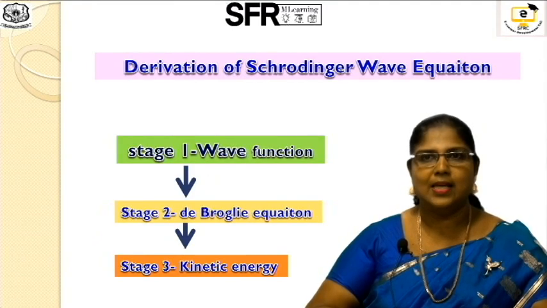And now we will see how to derive this Schrodinger wave equation in a very simple way. Let us follow these 3 steps. Stage 1, we will recall the wave function, in stage 2 we will recall the de Broglie equation, and in stage 3 the kinetic energy. Yes, now we will go to the wave equation.